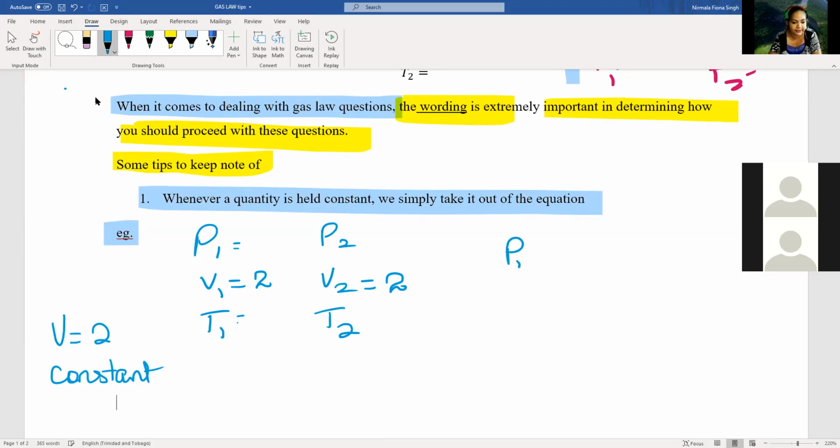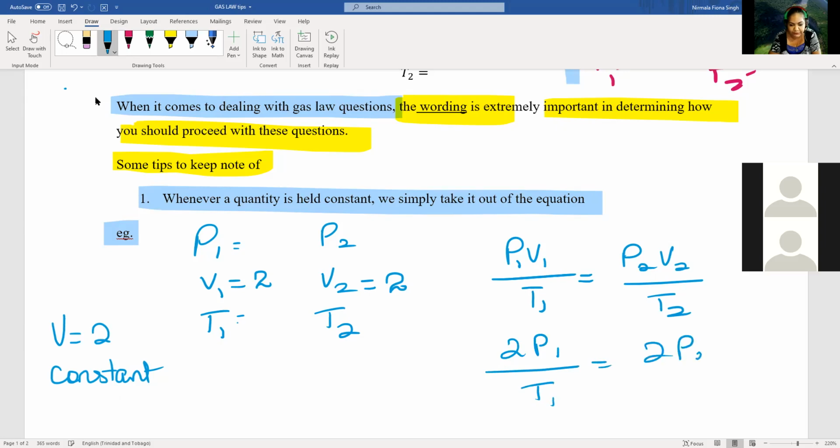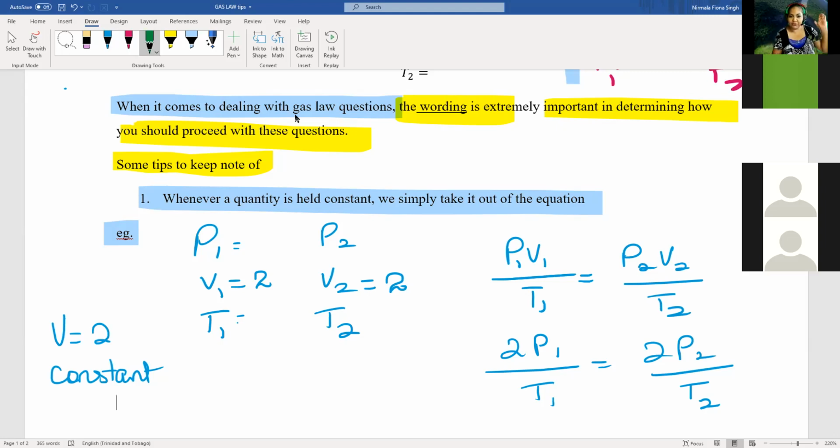So I have P1 V1 over T1 is equal to P2 V2 over T2. And here we see that V1 and V2 are equal, and that's equal to 2. So I'm going to get 2P1 over T1 is equal to 2P2 over T2. Y'all, when we have a number that's the same on both sides of the equal sign, we can cancel it out. We know that, right? It's some really basic algebra, and I trust you all are ready for exams. Your maths is proper. You all can do that without going like, what?